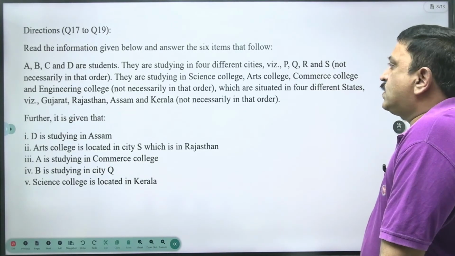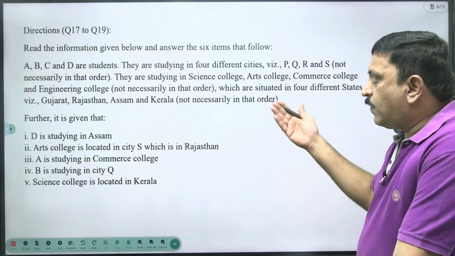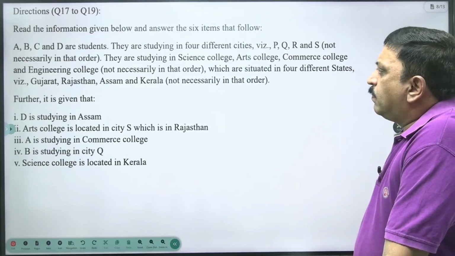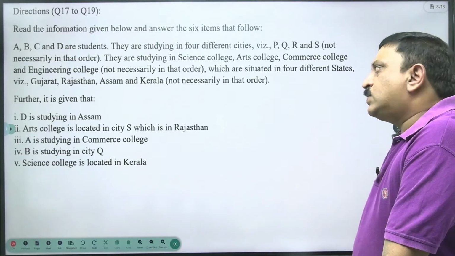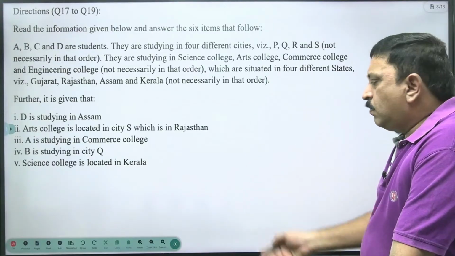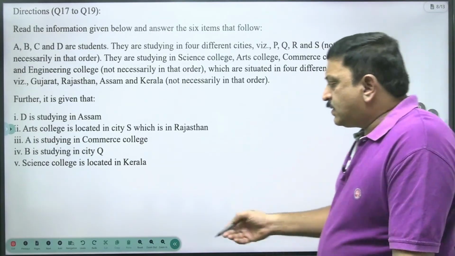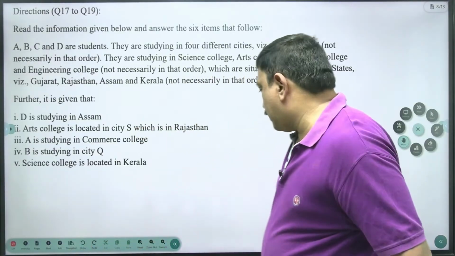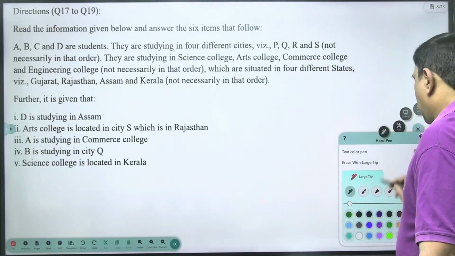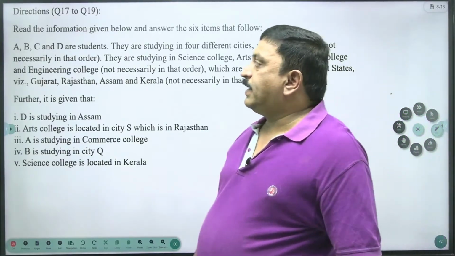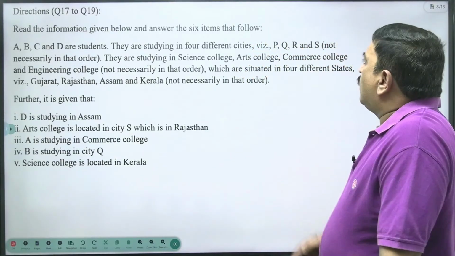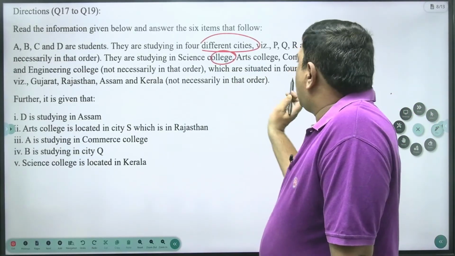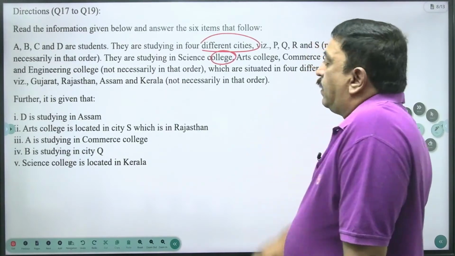A, B, C, and D are students. Right here, this is a case of classification, or puzzle test, what you call, and so we have to make some table, no doubt, to get the answers. Here, how to approach this type of question is to directly take A, B, C, and D as students. There are different cities, colleges, and states.